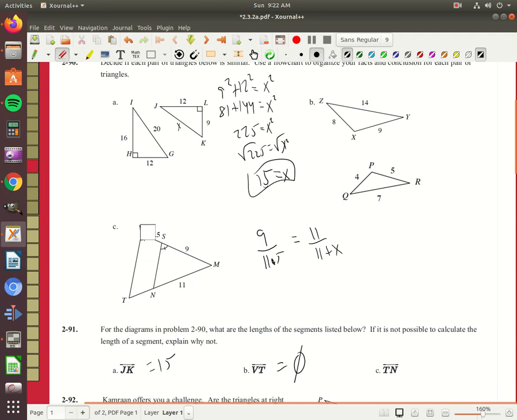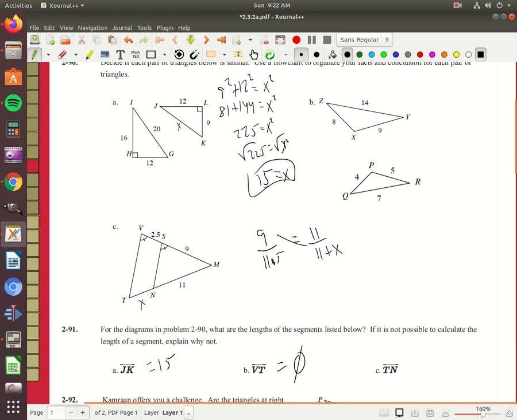I want to say one more time. The small triangle is 9, but the big one is 9 plus 2.5, which is 11.5. This is going to be 11. Small is 11, but the big is 11 plus x. Here I can combine 9 and 2.5 and get 11.5, but here I cannot combine.